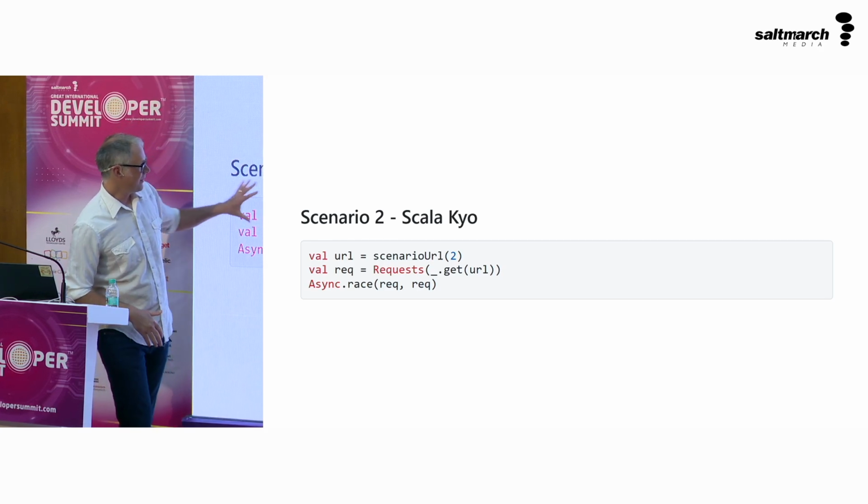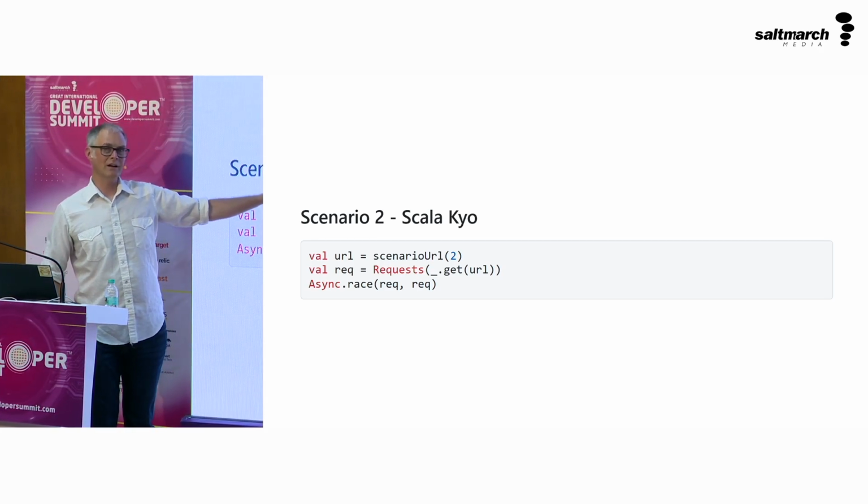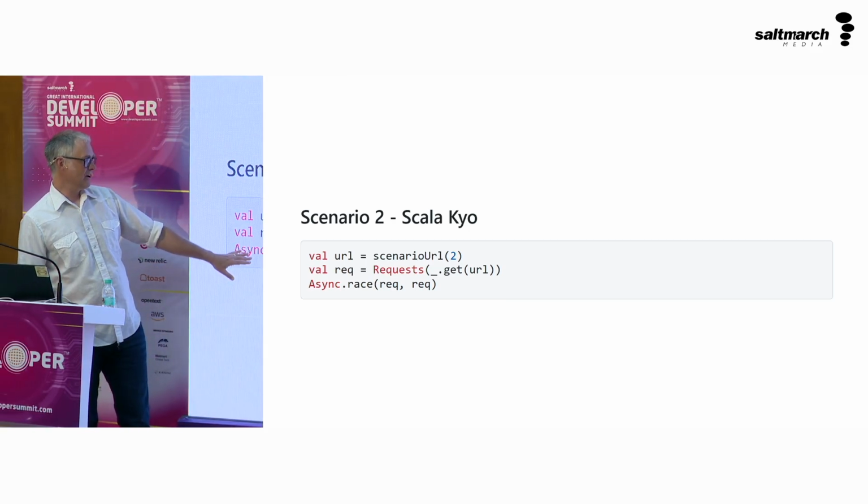Okay, show you another implementation. This one with Scala and a framework that uses something called algebraic effects. And this one's called Kio. And I like Kio.